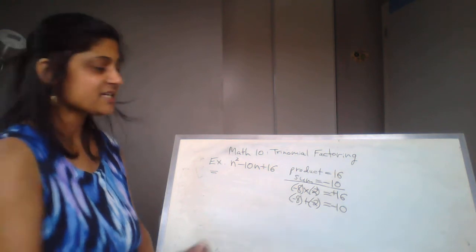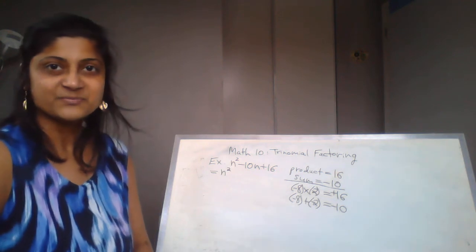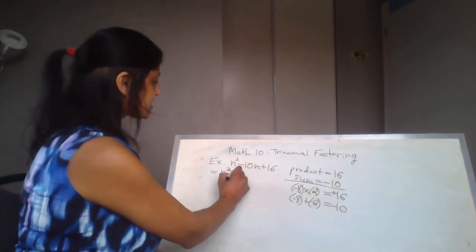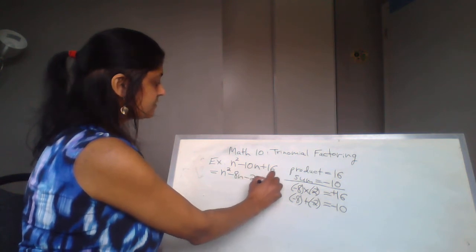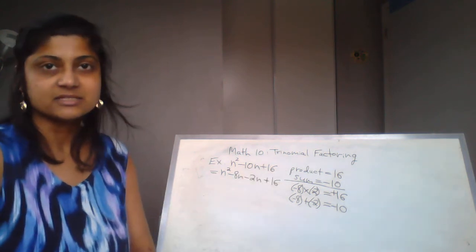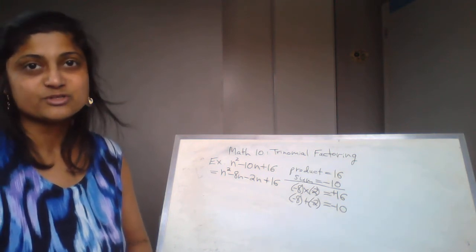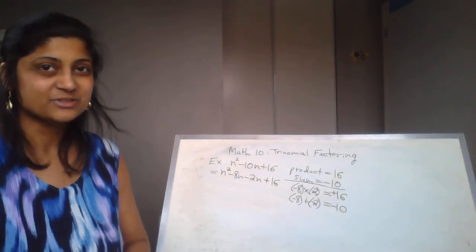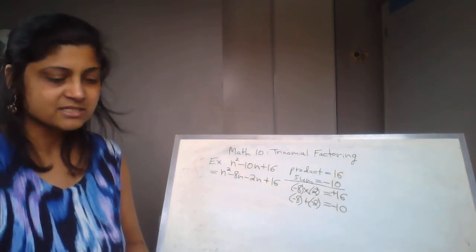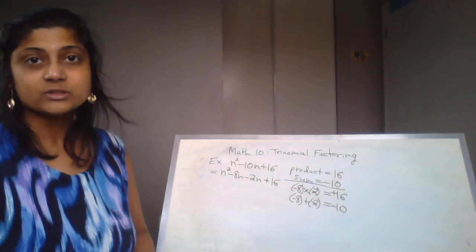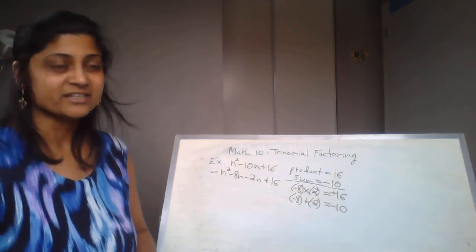So let's break it down. I'm going to keep the n squared the same, like that. And then I'm going to break this down. So I have negative 8n minus 2n plus 16. So again, the last term is going to stay the same, as well as the first term. Is everyone okay so far? You notice that this is the decomposition method, and it's exactly the same. The only thing I have to worry about is the signs. Just double check it.